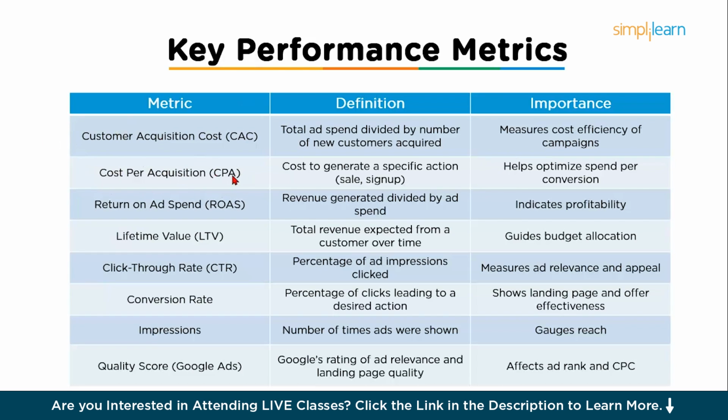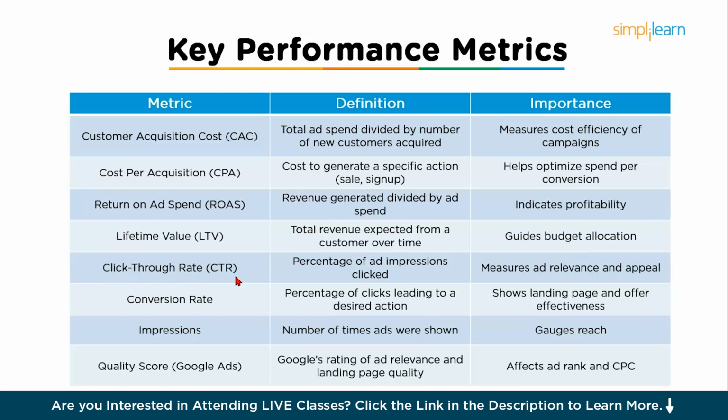Then comes cost per acquisition. Cost per acquisition means cost to generate a specific action. It helps optimize spend per conversion. Then return on ad spend. Revenue generated divided by ad spend. It will indicate the profitability. Then comes lifetime value. It will guide the budget allocation.